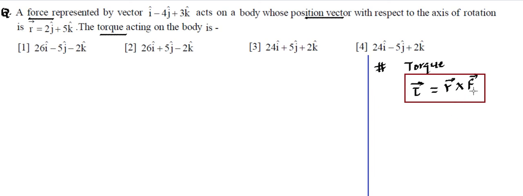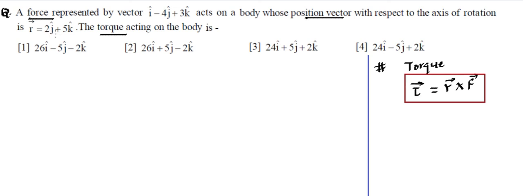Position cross F, it uses the cross product. Since this cross product is a vector quantity, hence our answer comes out to be a vector. That means torque is a vector quantity. That's why you will find the options will be given in terms of vectors, that means i cap, j cap, k cap. So we need to find a vector product of these two quantities, which are force and R. And you have been given the force and you have been given R.